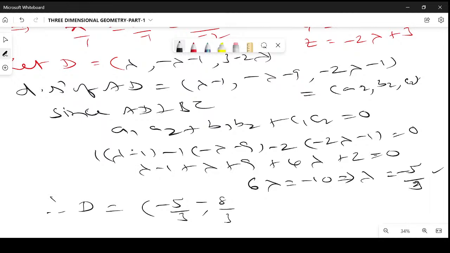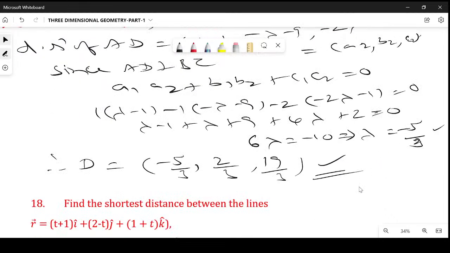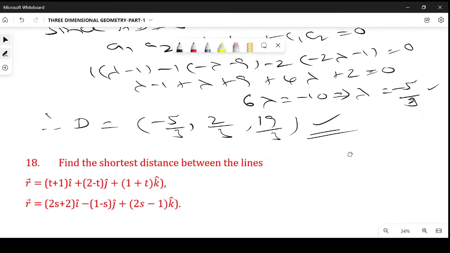Now you are getting a difference, right? Because this is minus 5 by 3, you should be careful in the simplification. When I got minus 5 by 3, you will get 2 by 3, you are getting 2 by 3, should be careful. 2 by 3 and 19 by 3. So this is our required answer. D is the foot of the perpendicular. Important model, most important one. Expected question, 99.99 percent expected question.